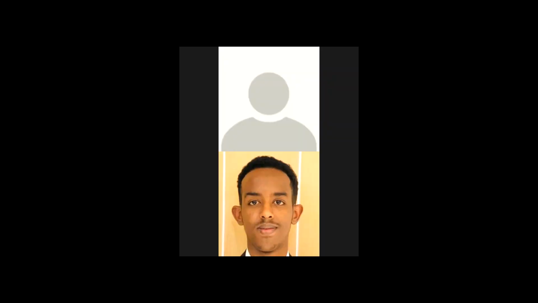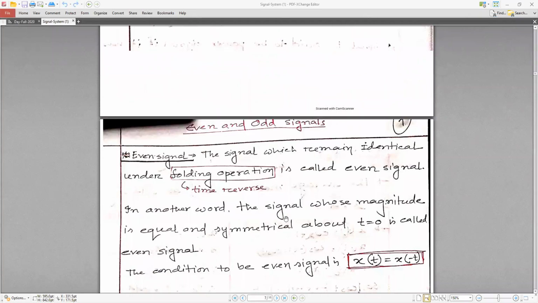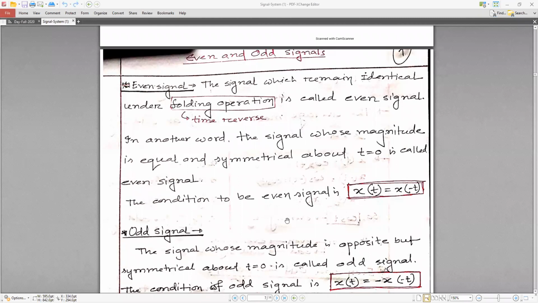Okay, so I am sharing the screen. Have you checked the sheet I have given to you last class? What have I been discussing?